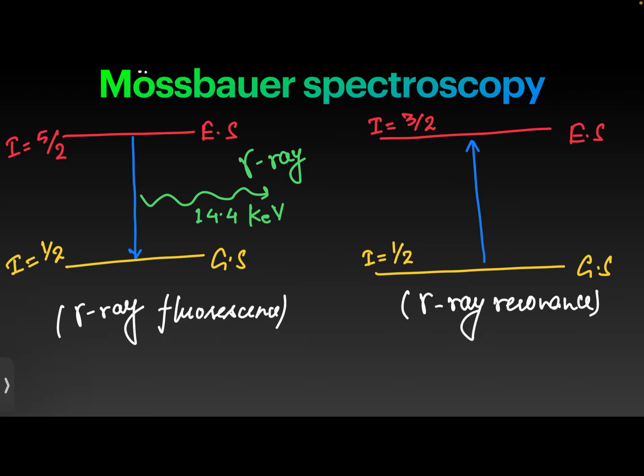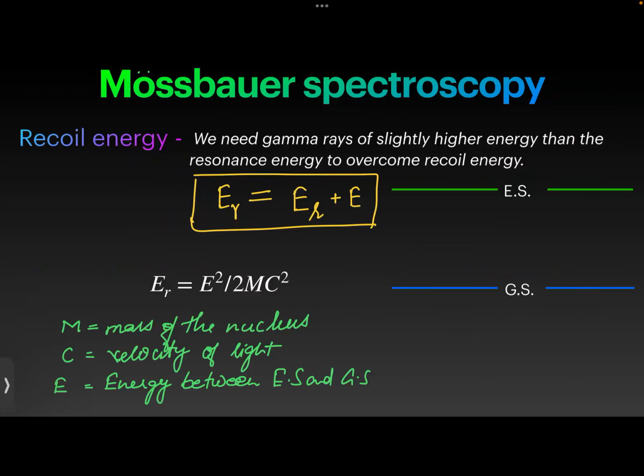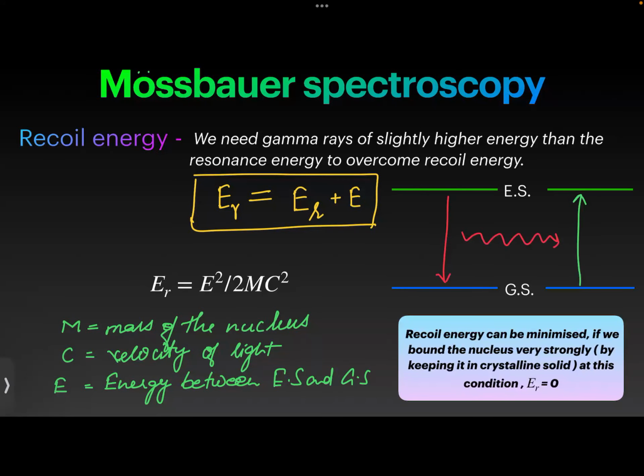But there is a catch here, and that catch is the recoiling of the sample system. Whatever sample we are doing the measurement on will get some recoil, and because of that recoil, some of the energy the gamma ray has will also be used in recoiling. So we need a gamma ray with slightly higher energy than the resonance energy of the sample system. If we need E energy for the resonance, the gamma ray energy should be more than it, by the same amount as the recoil energy.